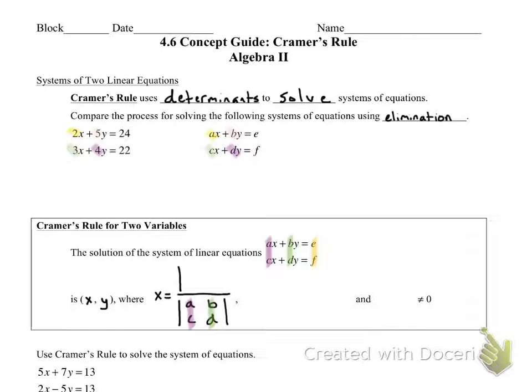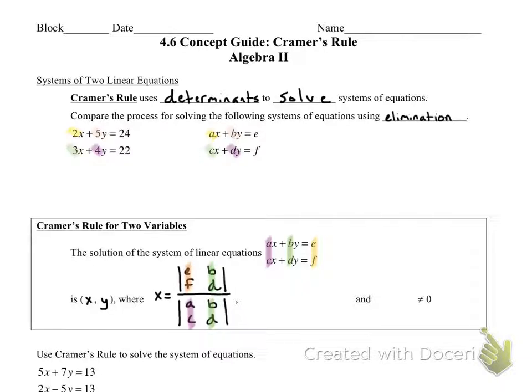So, Cramer's rule for two variables. The solution of the system of linear equations is given right there. All right, so we're trying to find x and y. The denominator in Cramer's rule will always be A, B, C, and D, the coefficients of x and y. That never changes. The denominator remains the same throughout on Cramer's rule.